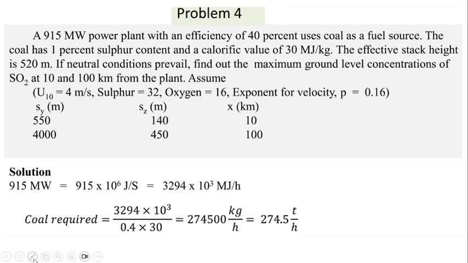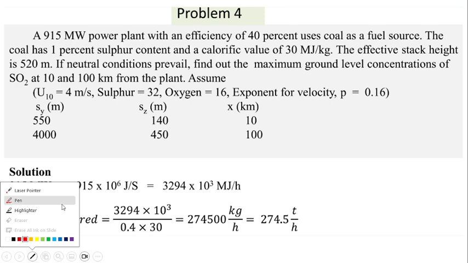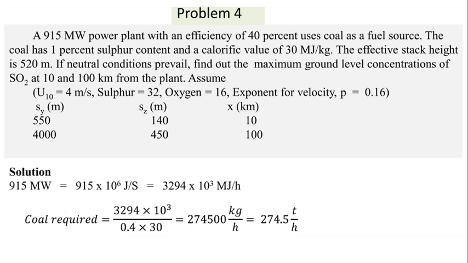So now, the question given is: a 915 megawatt power plant with an efficiency of 40 percent uses coal as the fuel source. So here the source is the coal, and the coal has 1% sulfur content. The amount of sulfur present in the coal is only 1%, and the calorific value of the coal is 30 megajoules per kg. The effective stack height is 520 meter. If neutral conditions prevail, find out the maximum ground level concentration.